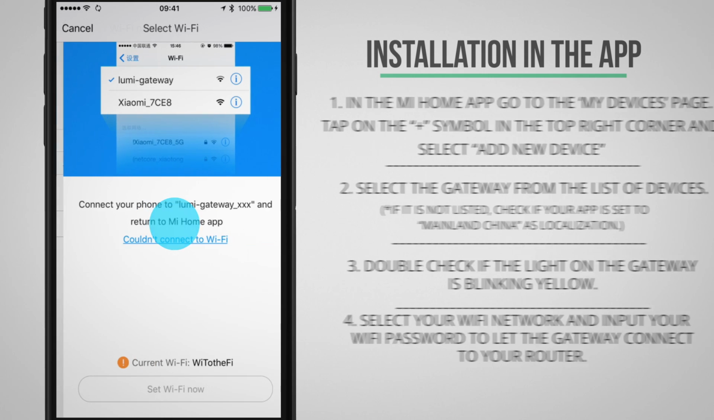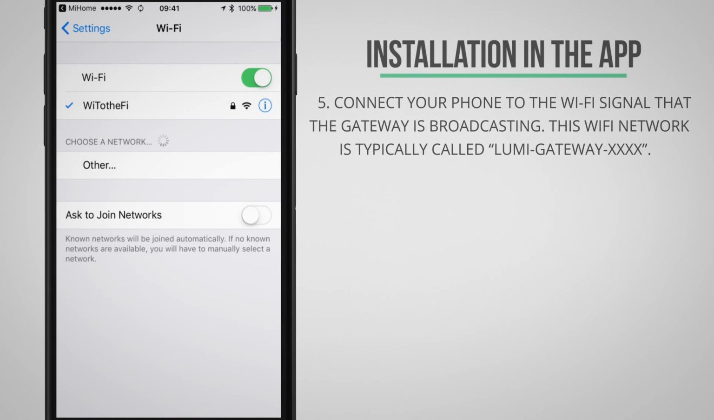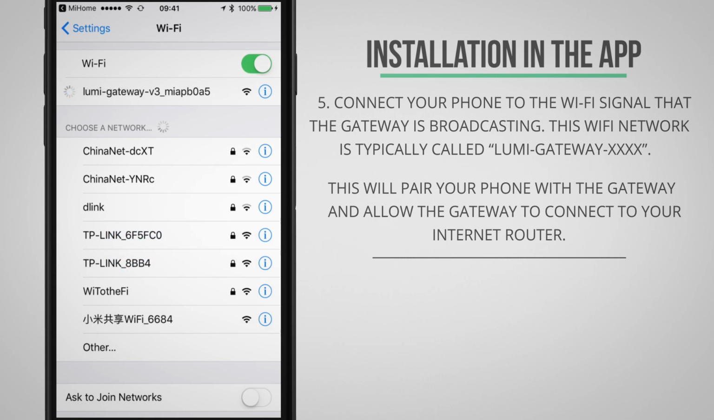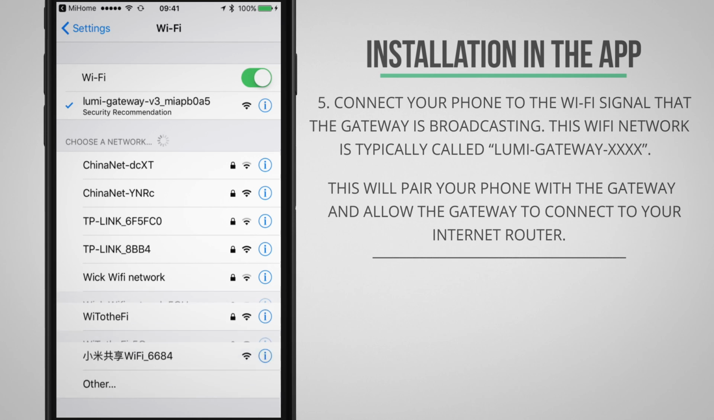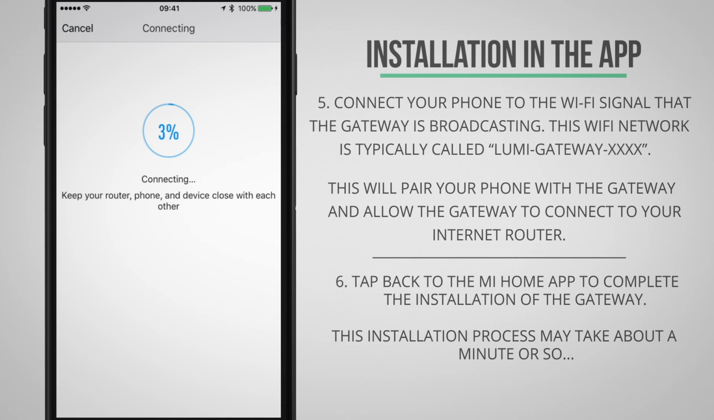and password. After this, you'll need to go to your Wi-Fi settings page to connect with the Wi-Fi signal that the gateway is broadcasting. This will temporarily pair your phone with the gateway, after which the gateway will be allowed to connect to your router. This setup might take about a minute or so.